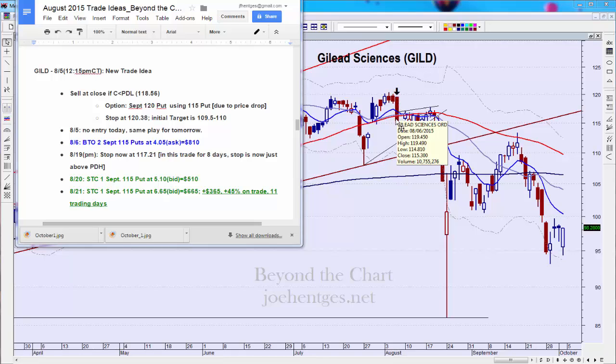Now, the bar was a little bit bigger than what I normally like, but I decided to go with it anyway. This is what I call a WR7 bar, widest range bar of the last 7 days. I decided to go with it near the close, and the close is 115.30. So we entered with puts, September 115 puts. So where's the strike price? Strike price right here. So it's just slightly out of the money on this.